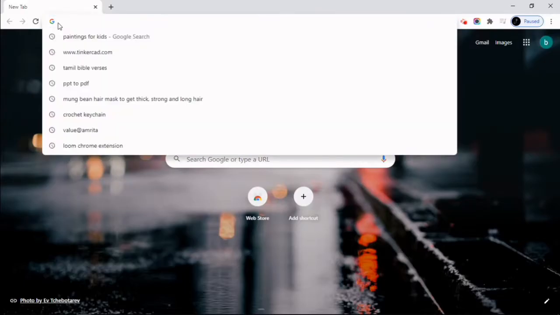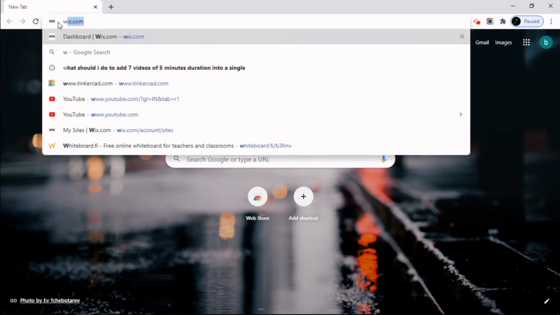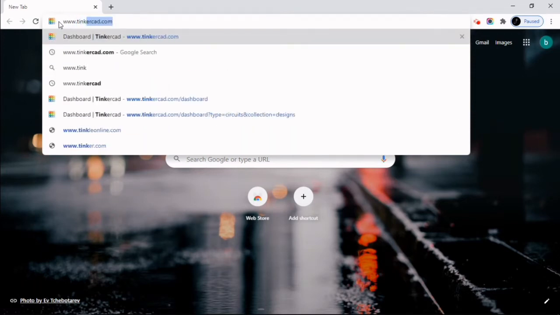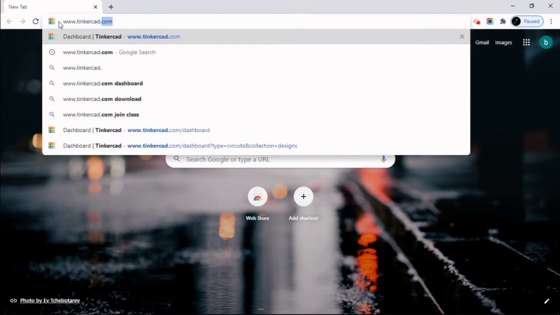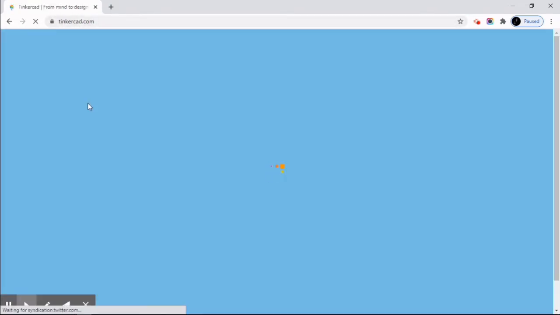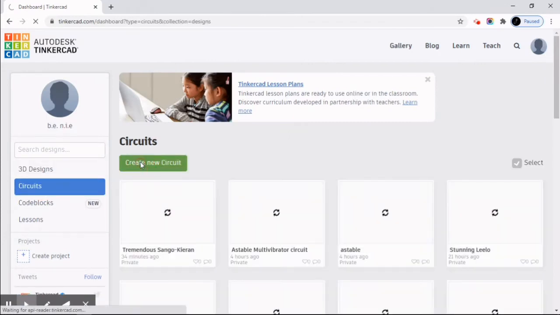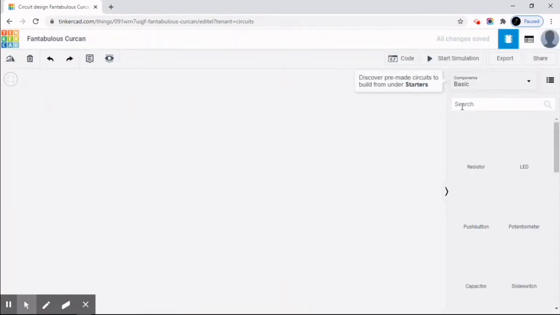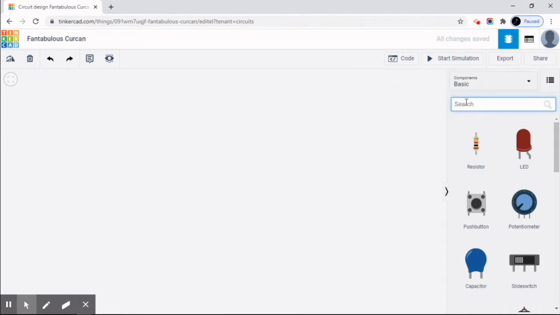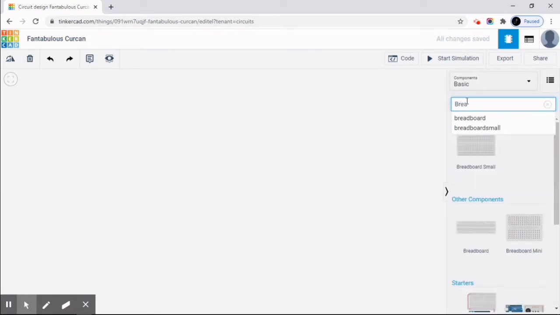Now I am going to show you how to create our circuit using www.tinkercad.com. Enter. A page will open like this. Click circuits, then create new circuit. So first let me search breadboard. Breadboard small.